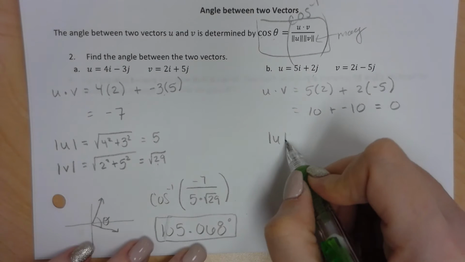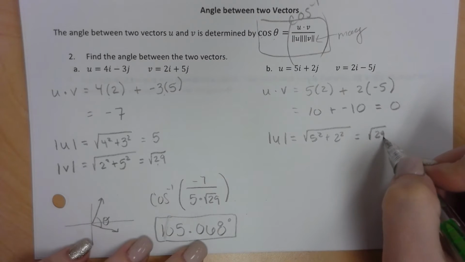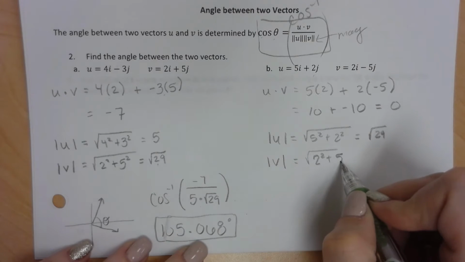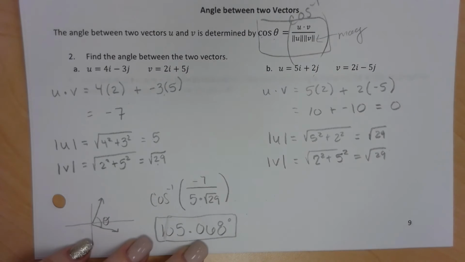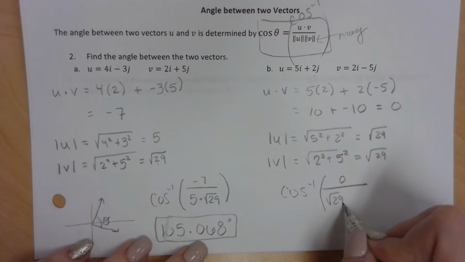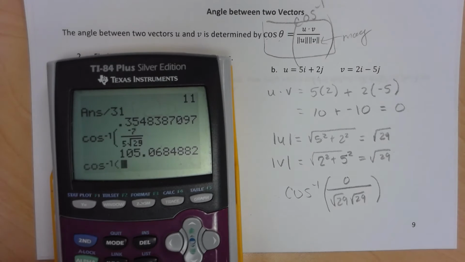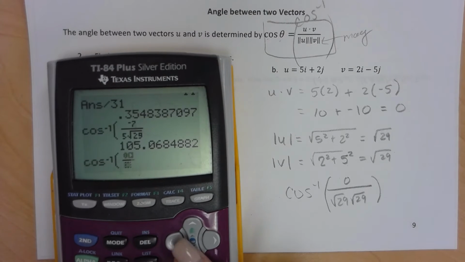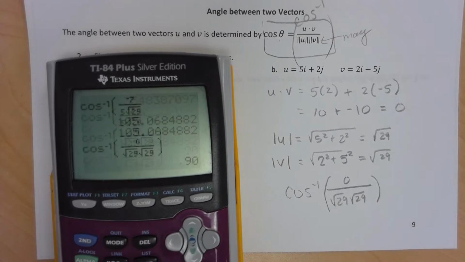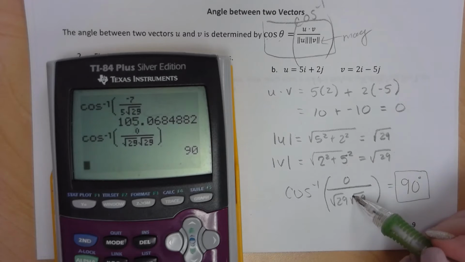Now let's find the magnitude of u, which would be the square root of 5 squared plus 2 squared, which would be the square root of 29. Magnitude of v, 2 squared plus 5 squared, which is also root 29. So then we're going to do the cosine inverse of the dot product over root 29 times root 29. Okay, so if we plug that into our calculator, cosine inverse of 0 over root 29, we get 90 degrees. Which should make sense, guys, because 0 divided by anything is 0.